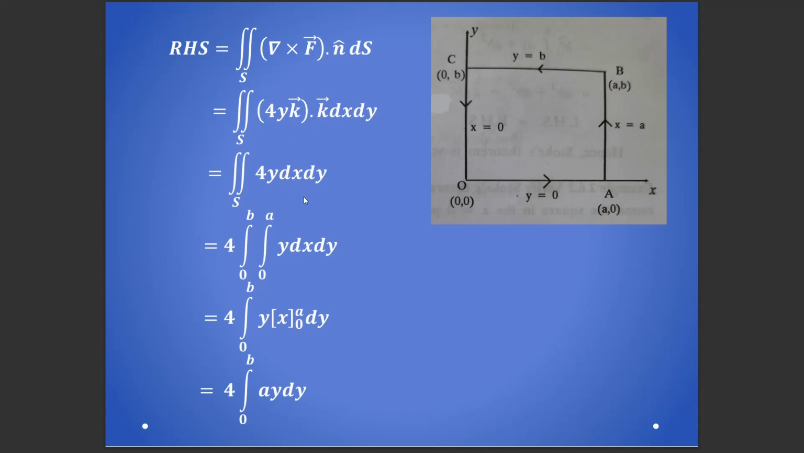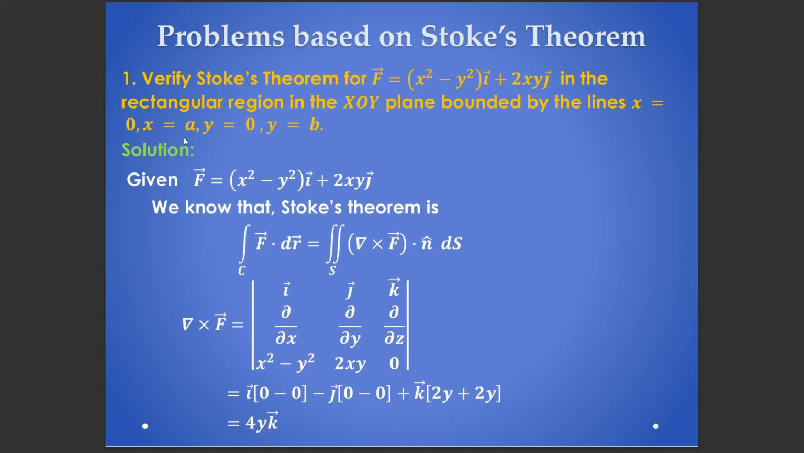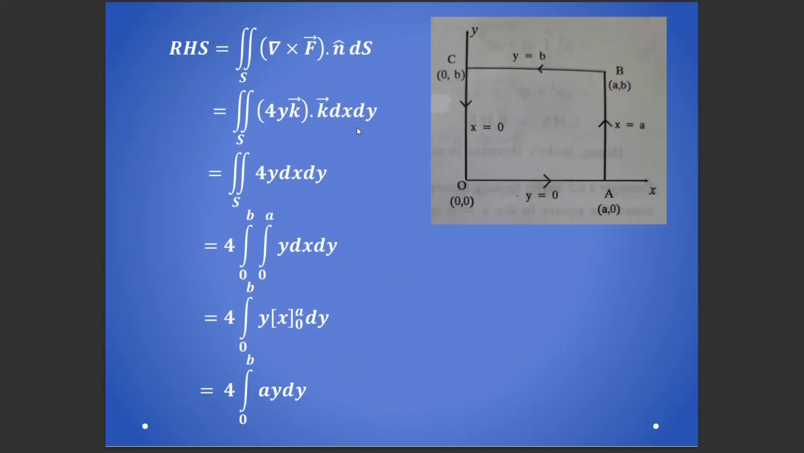Now the limits for x and y are x equal to 0 to a, y equal to 0 to b. So x equal to 0 to a, y equal to 0 to b, and 4y dx dy. Now y is the common factor; the integral of dx is x with limits from 0 to a, into dy.